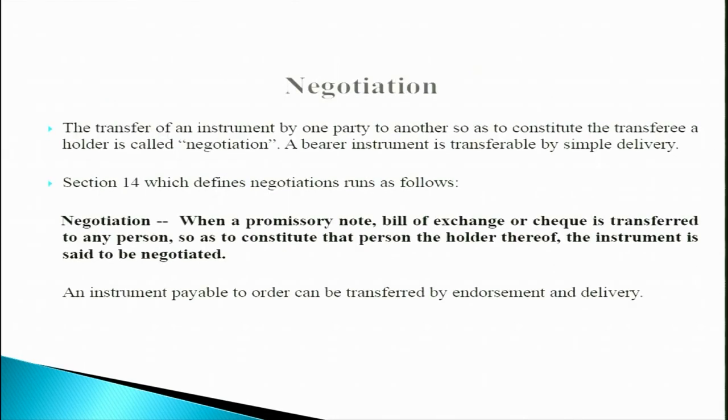Now, let us see negotiation. The transfer of an instrument by one party to another party so as to constitute the transferee the holder is negotiation. A bearer instrument is transferable by simple delivery. Section 14 of the Act defines negotiation: when a promissory note, bill of exchange or check is transferred to any person so as to constitute that person the holder thereof, the instrument is said to be negotiated. So, when an instrument moves from one hand to another, we call this the negotiation process. An instrument payable to order can be transferred by endorsement and delivery.